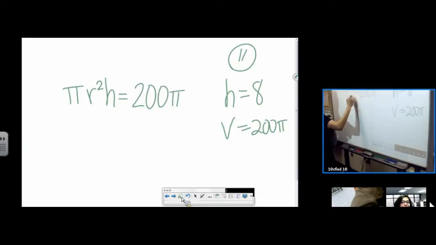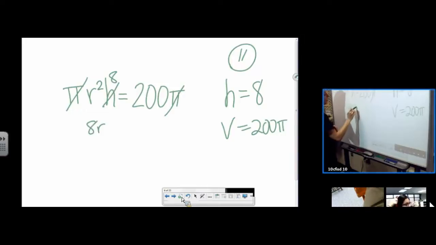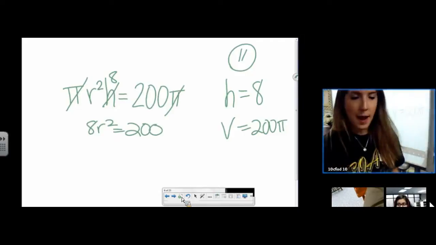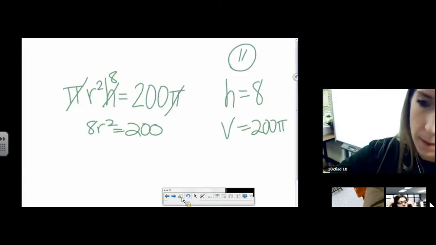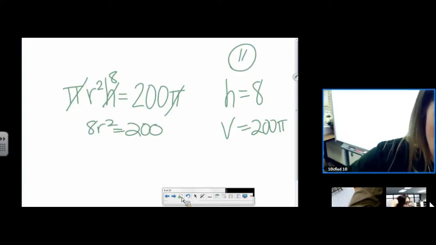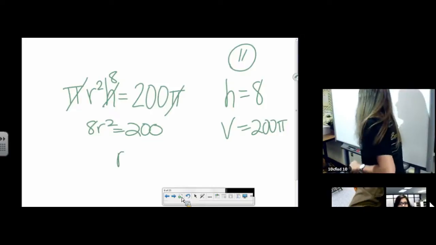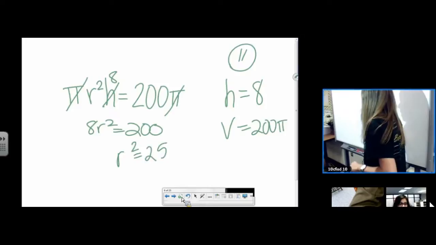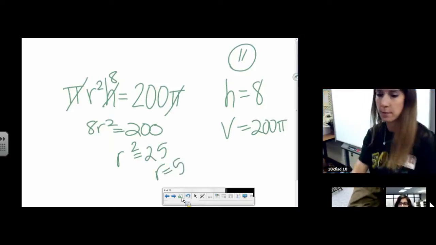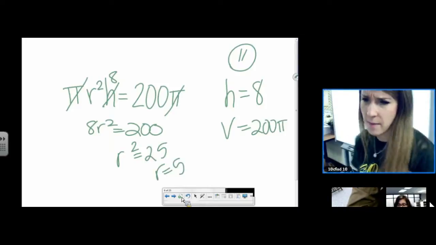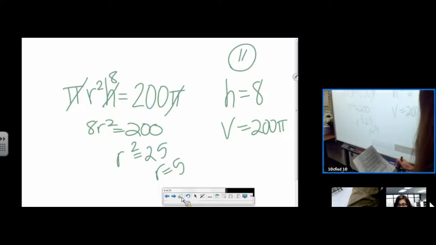Pi r squared h. I'm going to take h and put 8 in its spot. The pi's cancel, so I have 8r squared equals 200. Divide by 8, and then square root. R squared is 25, R is 5. I'm going to stop right there, and I'm going to let you finish off that formula. The last one you asked me about was number 15.